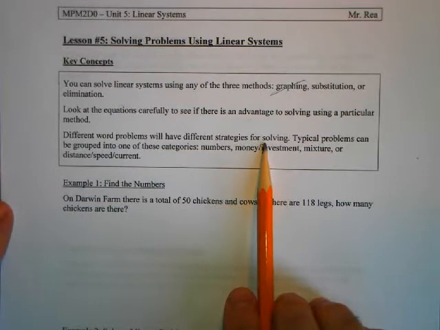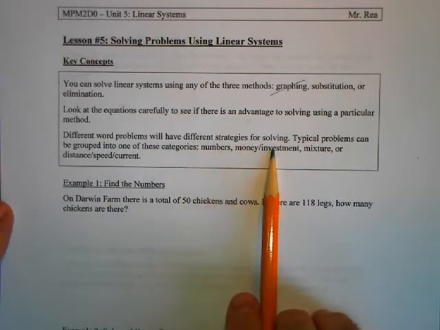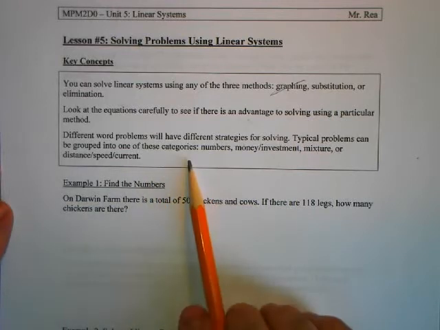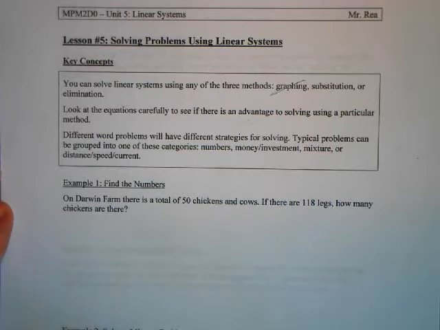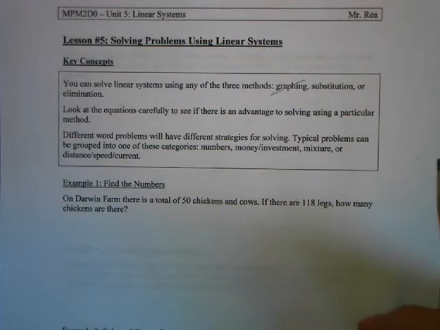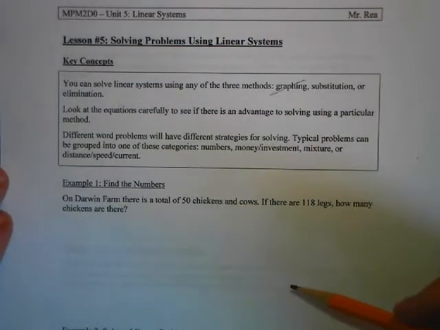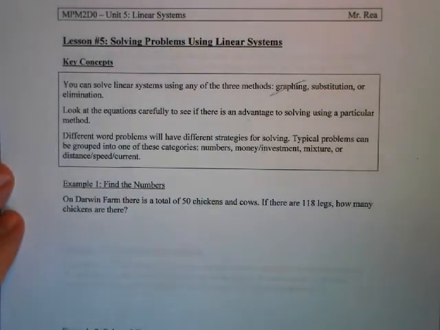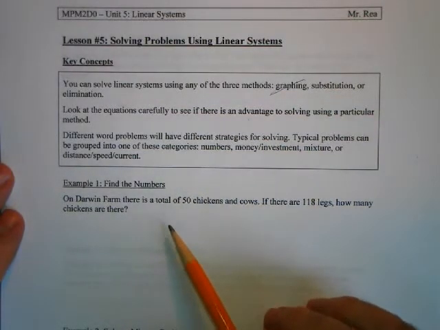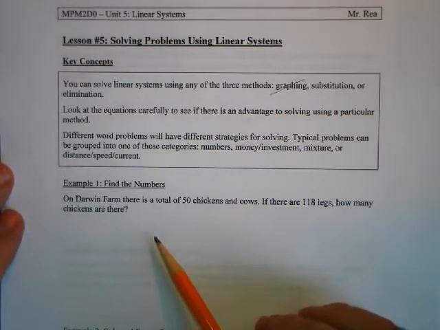Typical problems can be grouped into one of these categories: numbers, money, investment, mixture, and distance, speed, current. So that's the 4 categories. We'll do one of each, okay? And you should be prepared for the assignment. I could give you 3 of the 4 different types, so make sure you understand each of them. Okay, so I'm going to start off with number 1. I think this is always my favorite math question in grade 10 because it's so simple looking.